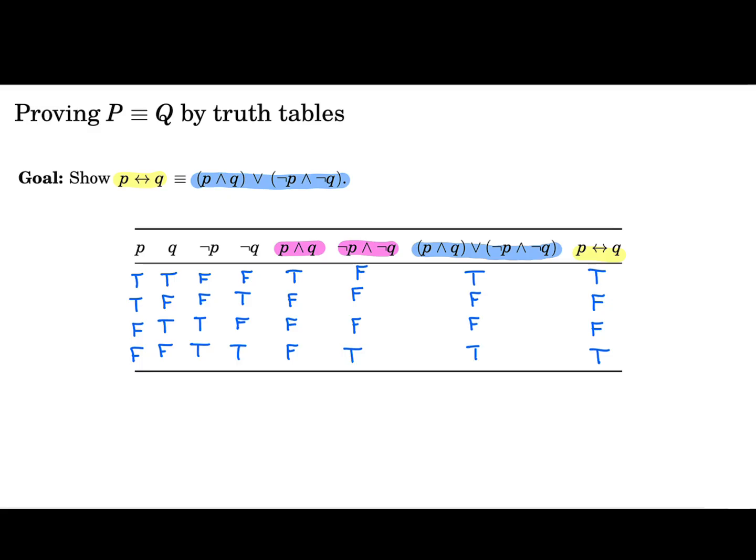And with that, we filled out the whole table. In particular, we have the left-hand side and the right-hand side. You can notice that these two columns are exactly the same, which means that for all the possibilities, the left-hand side will always have the same truth value as the right-hand side. And that is exactly what it means for them to be logically equivalent.